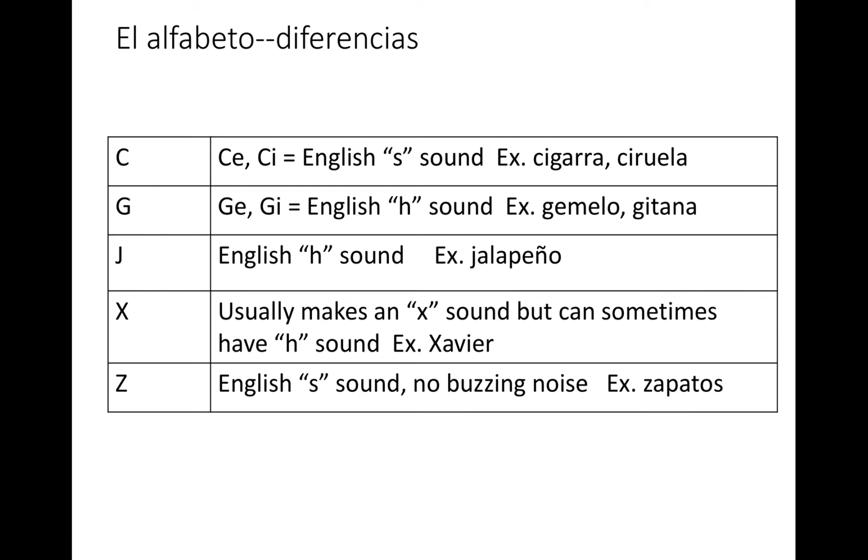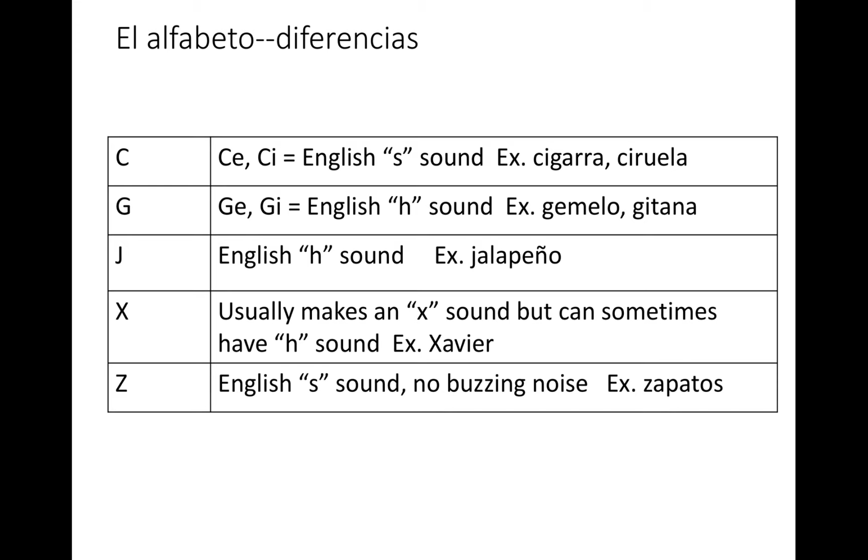The X, most of the time, is going to have a X sound, just like in English, but sometimes it can have an H sound. This name over here can be Javier, or it could be Xavier in English too. But in Spanish, it's definitely going to be Javier. Think of Texas and Mexico, even though they have the X now, historically they were written with a J. So the spelling has changed, the sound has not.